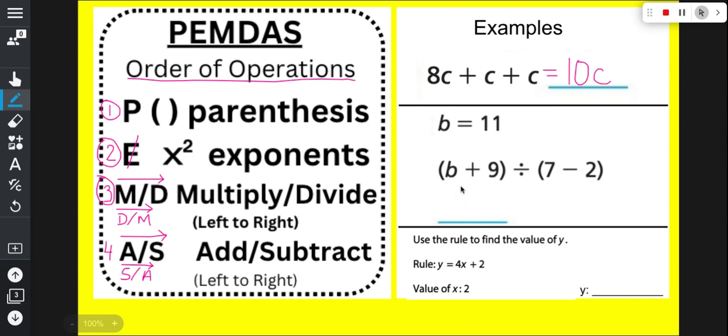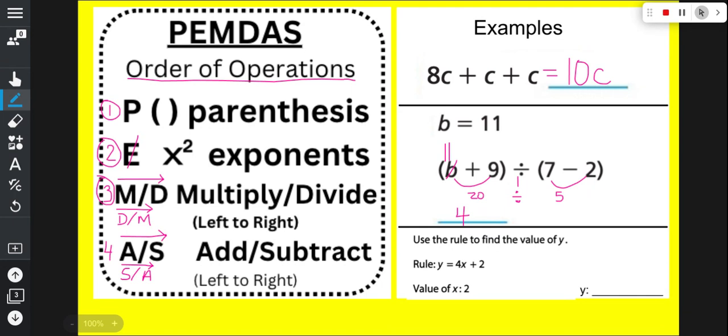The next one tells us what B already is, so we can replace it. So I'm going to put the 11 there, and now we're going to follow our order of operations. So we do parentheses first. 11 plus 9 is 20. We do our other parentheses next. 7 minus 2 is 5. We bring the symbol down between them because we haven't used that yet. And now we get 20 divided by 5, which is 4. So our overall answer when we start combining all of our different terms is 4.